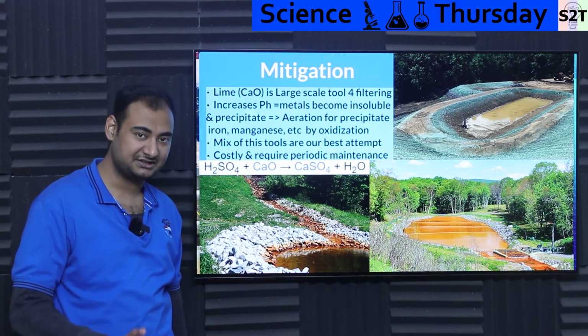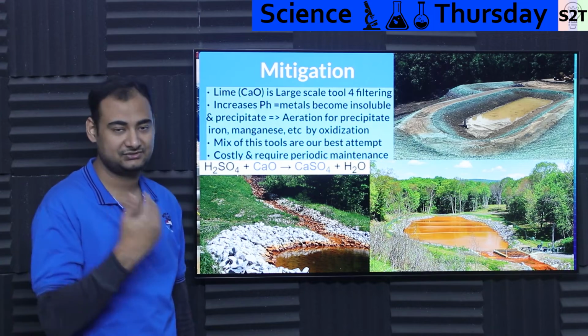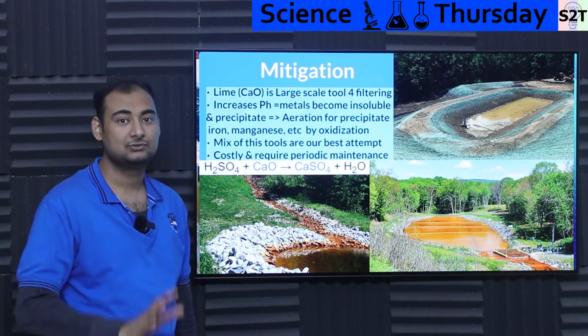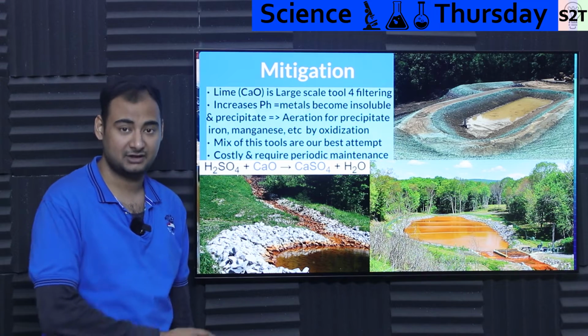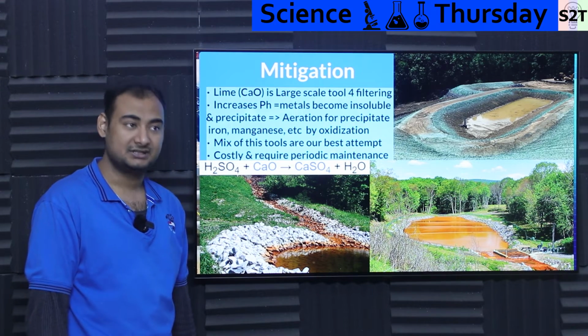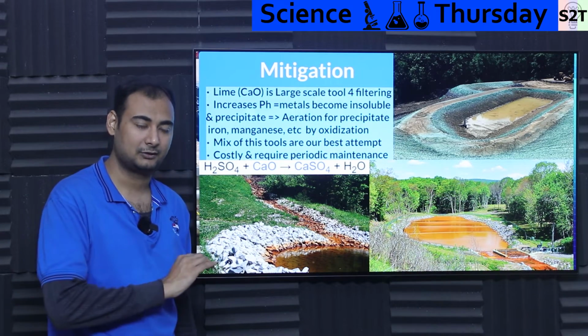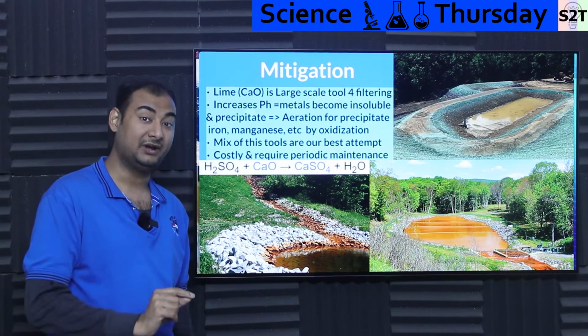So we have mitigation strategies. The primary strategy is using CaO and O2 to take care of the situation. That's the best tool on a large scale that we have. Does it remove 100% of the problem? No. But does it make it low enough where nature can take care of it? Yes. Be mindful, nature can solve almost all problems as long as they are low enough.